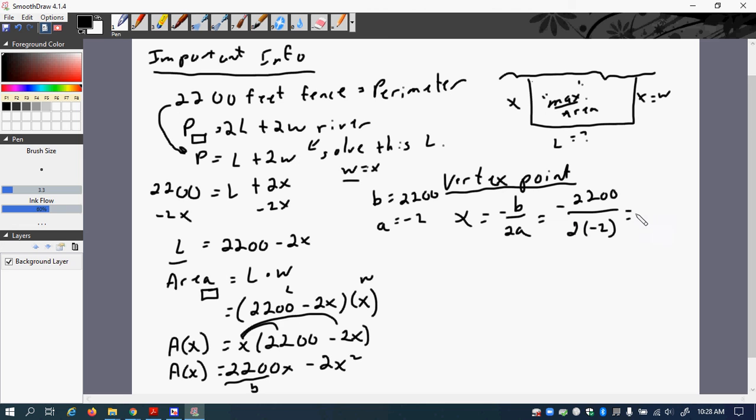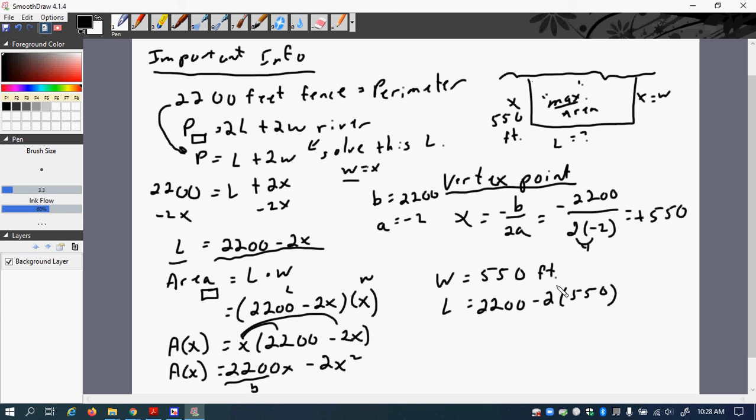And so this gives me a positive value. This is 4, and 4 into 2,200 is 550. So W is going to be 550 feet. So I know what this is, 550 feet. To find the length, that's this equation back here. So that's the 2,200 minus 2 times 550. This becomes 1,100, so the length is going to be 1,100 feet. So here are my two answers for maximizing it.